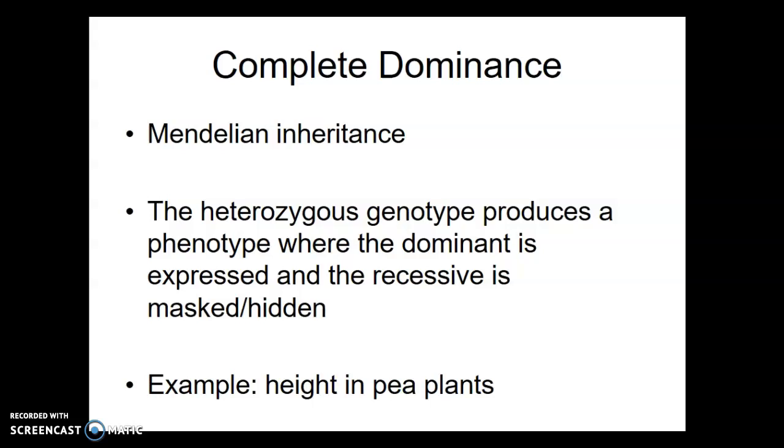But if you think of most human traits, or a lot of traits that we might think of with other organisms, they don't follow this complete dominance where the dominant completely masks the recessive. It's not that straightforward. So you have a lot of other patterns of inheritance or types of inheritance that won't be demonstrated by what Mendel studied. And these are kind of like exceptions to the rule.